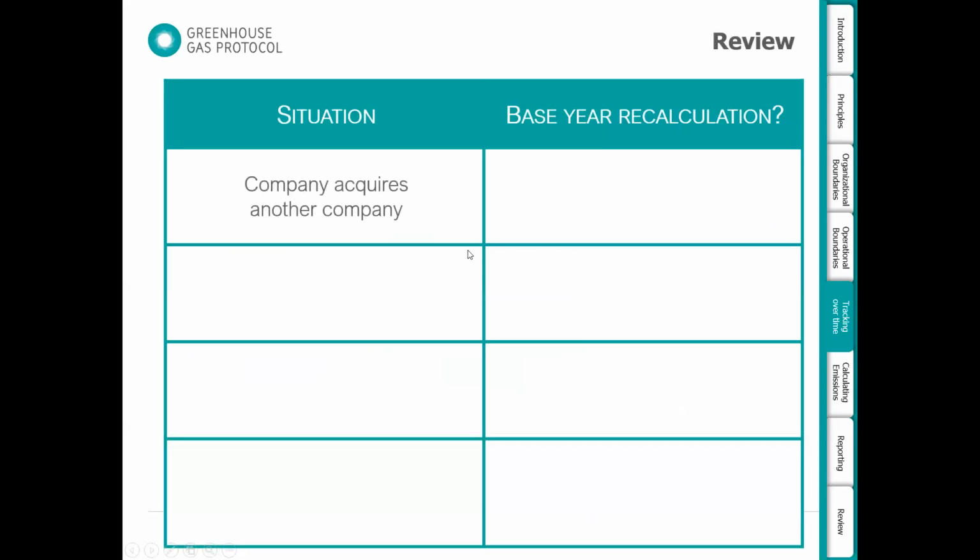I have one more slide of different cases. We'll look at these, and then we'll take a break for questions. So in the first situation, a company acquires another company. Does this trigger recalculation? And the answer is yes, provided that the significance threshold was exceeded and that the acquired company existed in the base year of the reporting company.